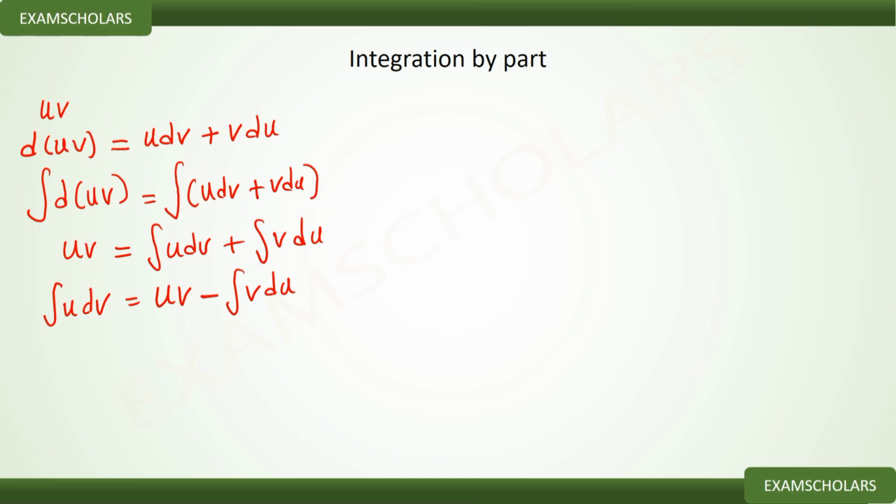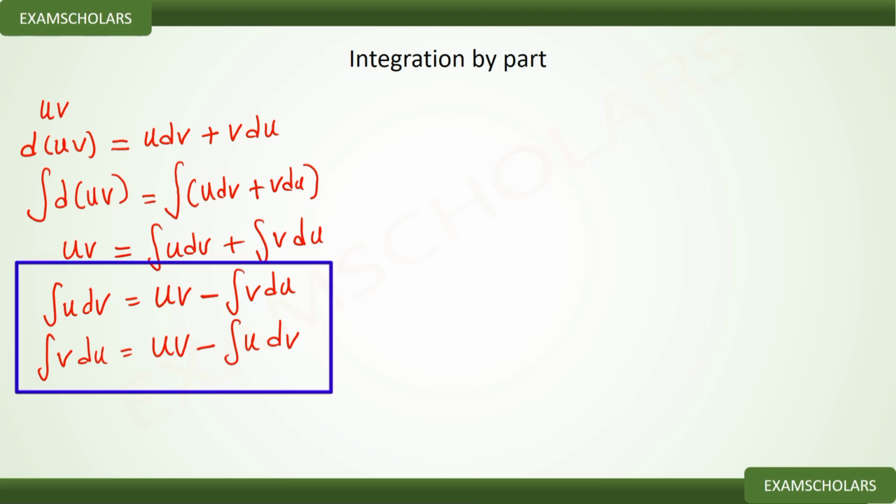Even if you want to make the integral of v du the subject, the integral of v du is still the same thing as uv minus the integral of u dv. This is what is called integration by parts. And when you are given functions that are multiplying each other, what you just need to do is pick one of these to solve your question.